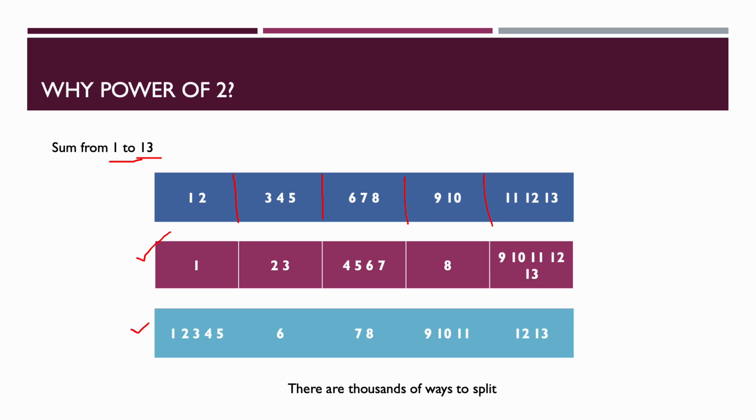There's also another way, and there are 1,000 more ways to split. If I had free will to split numbers from 1 till 13, I have a lot of ways. And this is literally confusing when I'm trying to code something and there are a lot of ways to split this. So which way to go is very confusing.